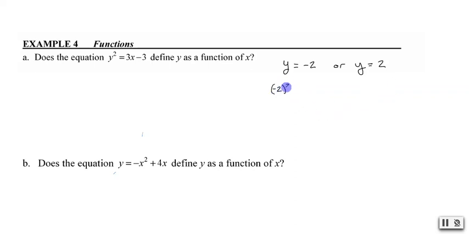-2 squared equals 3x minus 3. That's 4 is 3x minus 3. This is going to be 7 is 3x, so x is 7/3. If I put in a +2 and square it, then I'm going to have 4. You see what's going on here.